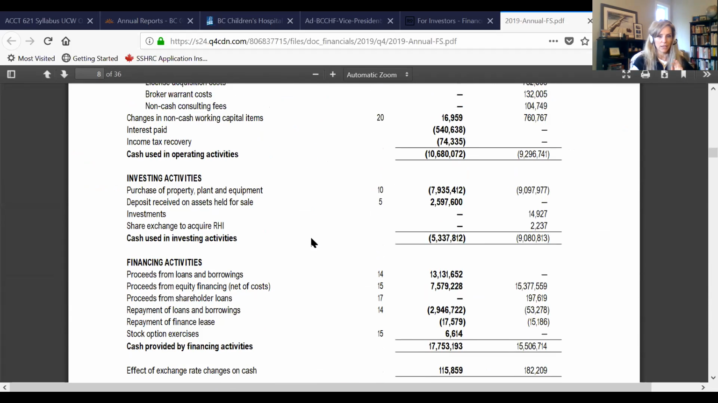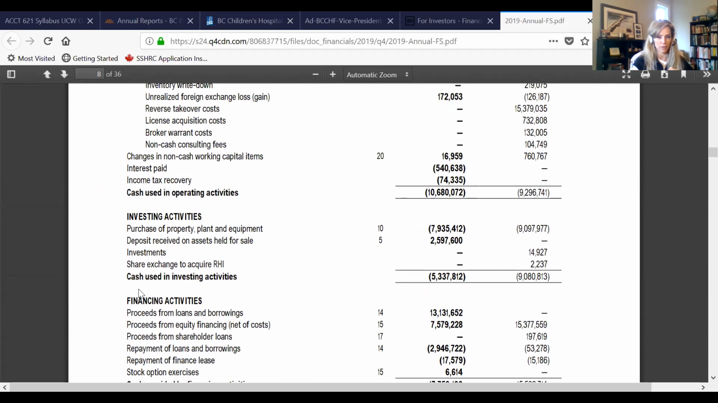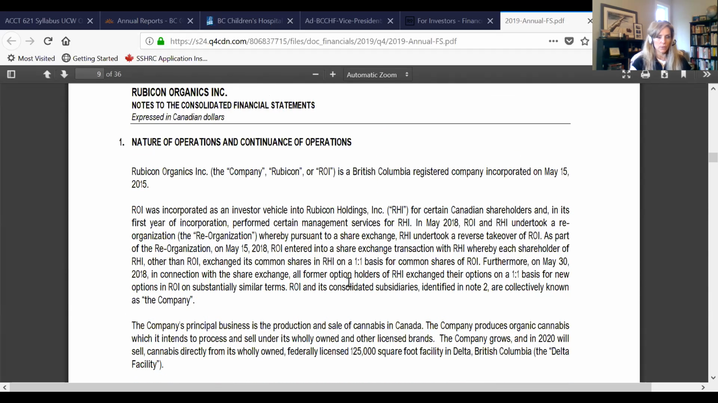Here we are at the cash flow statement, investing activities. So this is how the cash was used or provided. A deposit received on assets held for sale, and we purchased property, plant, and equipment. So cash came in and out, but for the most part, it netted out as cash used in investing. So that's good. I really want to see companies investing in assets to produce future cash flow. That's a good sign.